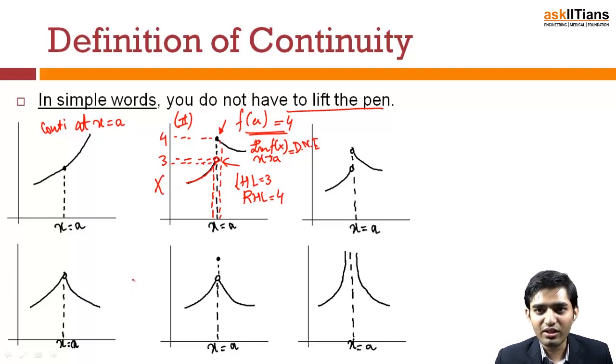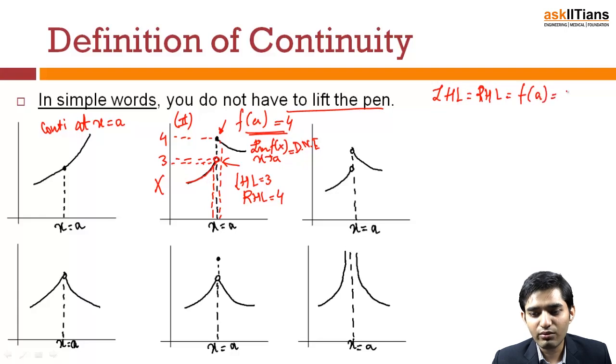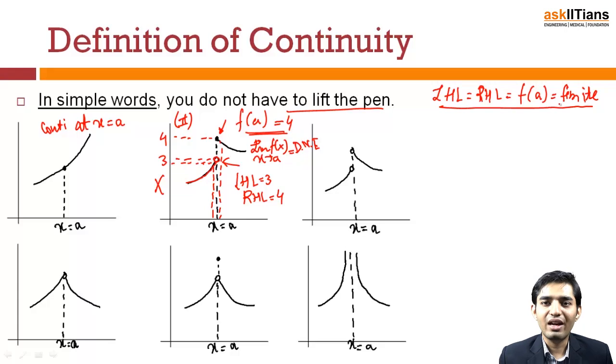A function is continuous only when LHL is equal to RHL, is equal to the value of the function, and is equal to a finite quantity. If the limit of the function is equal to the value of the function, and that is finite, then only we can say that the function will be continuous. Otherwise it will not be continuous. So the limit should exist, the value of the function also should be defined, and both of them should be equal. These are the 3 conditions that we have to check for checking the continuity of a function.